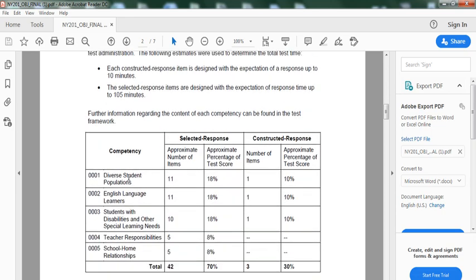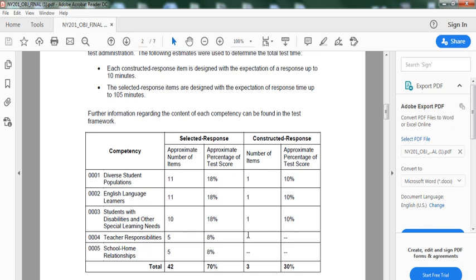So here is the information regarding the content of each test that you're going to be taking. So you're going to be taking the diverse student population, English language learners, students with disability and other special learning needs, teachers' responsibility, and school-home relationship. Obviously, you're going to have about 42 questions in the multiple choice, and it's going to count towards 70%. So which means that these three are the bulk. Diverse student population, English language learners, students with disabilities, and other special learning needs.